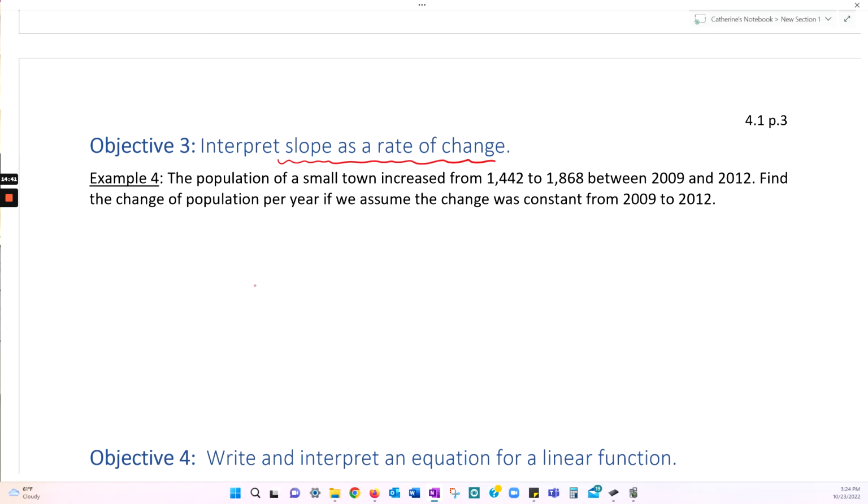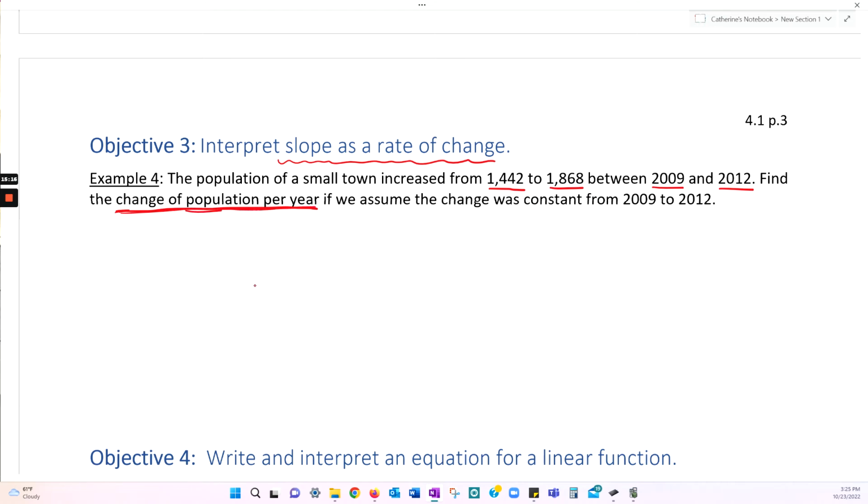So example 4: the population of a small town increased from 1,442 to 1,868 between 2009 and 2012. Find the change of population per year if we assume that change was constant from 2009 to 2012. We could also just say average change and not worry about whether it was constant or not, but we're assuming we have a nice linear function.